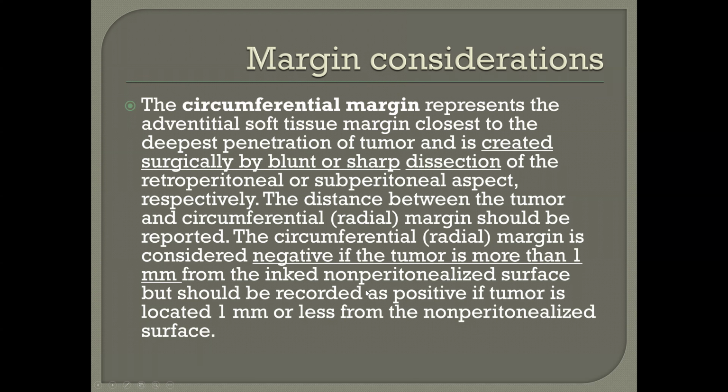What's negative? Well, more than 1 millimeter, call it negative. If it's within 1 millimeter, that's going to be called positive or an R1 resection. This is in contrast to some other organs where you need to see tumor on ink. In the bowel here, you do not report it that way.